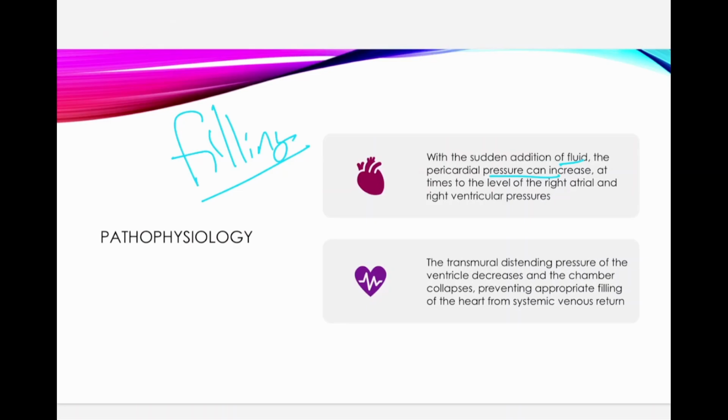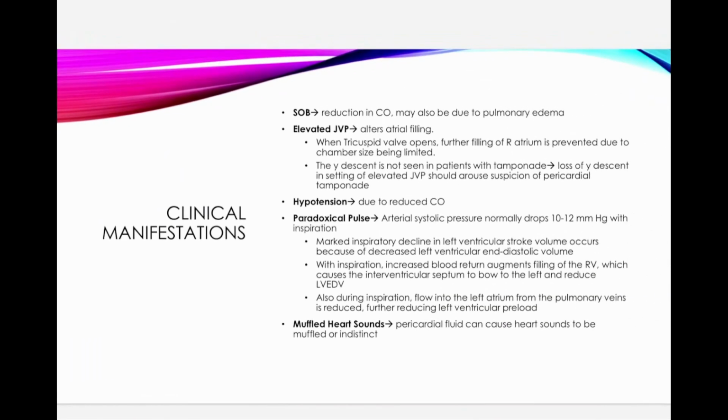And what I said here on the bottom is kind of what we just talked about. So clinical manifestations, and I think we're almost done with this section. Yep, this is the last one. So shortness of breath, a reduction in cardiac output may also be due to, again, pulmonary edema. Elevated JVP, it's going to alter the atrial filling, and we'll see what happens on the right side of the heart. They lose their Y descent in the setting of this elevated JVP.